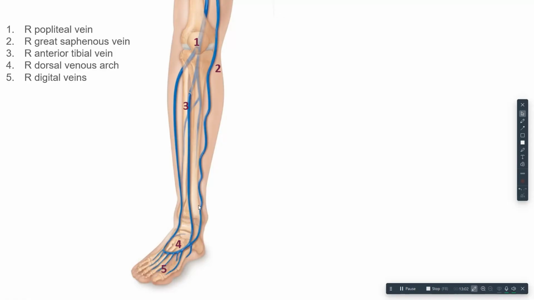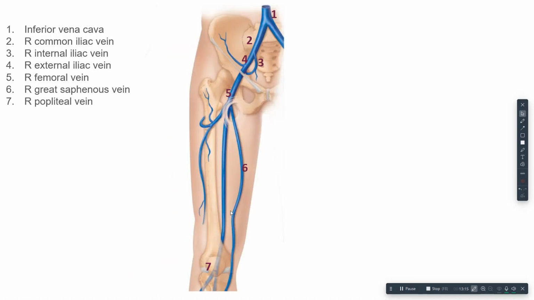I also see that anterior tibial vein as well, which is going to eventually dive behind the knee to join up with the popliteal. If I go back up a little more, popliteal vein is behind the knee, becoming the femoral vein, which is rising up the thigh. Meanwhile, the great saphenous vein is coming up the inside of the leg. Eventually, the great saphenous vein is emptying into the femoral vein.